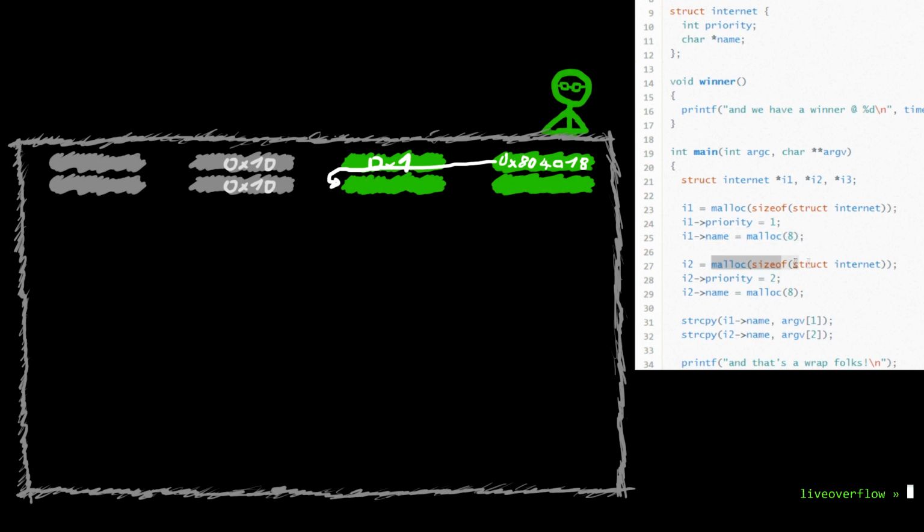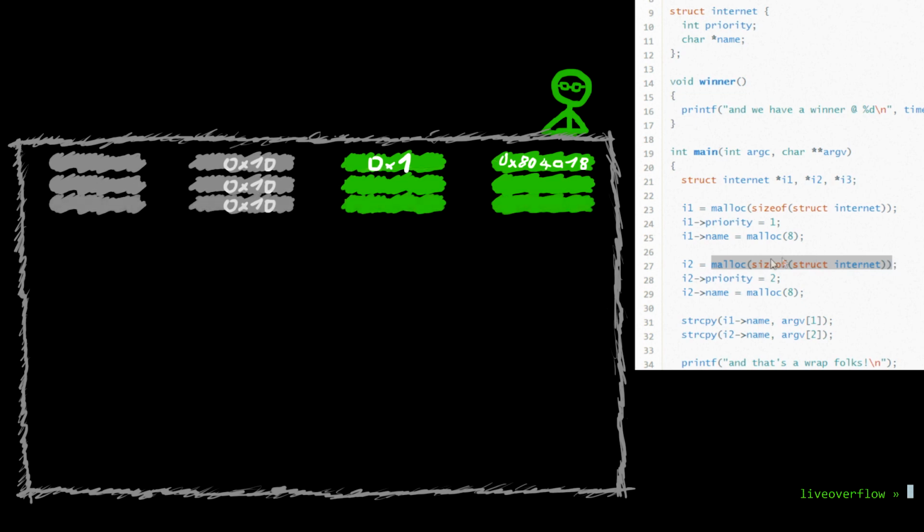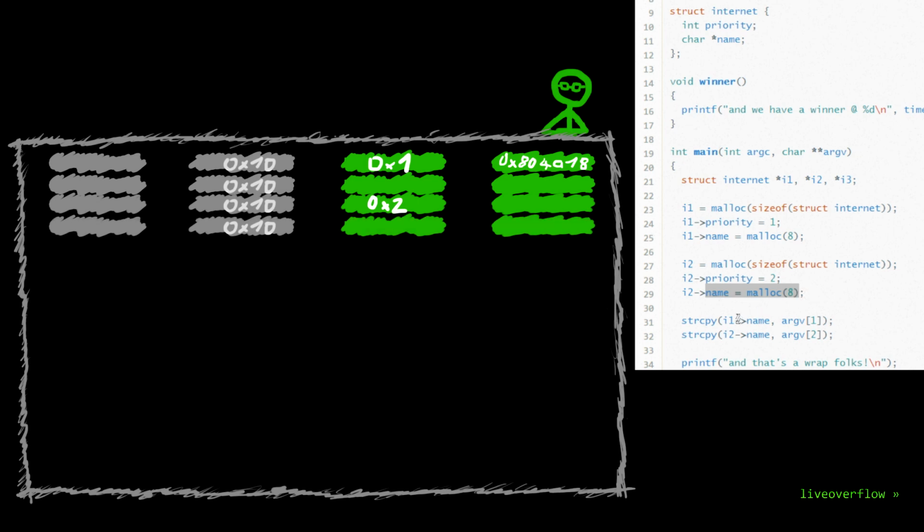Then the same is done over again for I2. We make space for the struct I2, we set its priority to 2, we allocate another 8 bytes for the name string. So we basically have now 2 objects allocated on the heap that we can work with. Next come 2 strcpys. And we know that string copy is always super suspicious because there's no length indication and we can potentially write more than we have space. In this case, the name was allocated with only 8 bytes, so we could probably write over those 8 bytes and really screw up stuff.